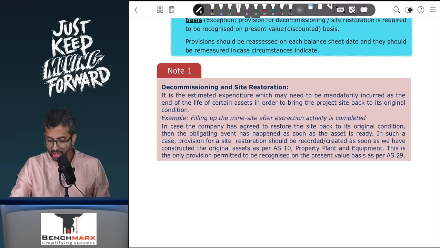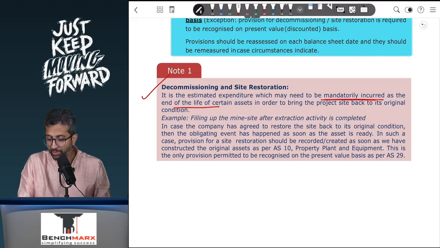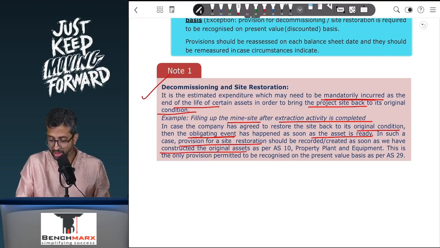So over here, on the decommissioning and site restoration obligation, it is estimated that the expenditure which may need to be mandatorily incurred at the end of the life, in order to bring the project site back to its original condition, like filling up of the mine site after extraction activity is completed. In case the company has agreed to restore the site back to the original condition, then the obligating event has happened as soon as the asset is constructed. In such a case, a provision for site restoration should be recorded as soon as we have constructed the original asset as per AS 10. This provision is permitted to be recognized on a present value basis as per AS 29.